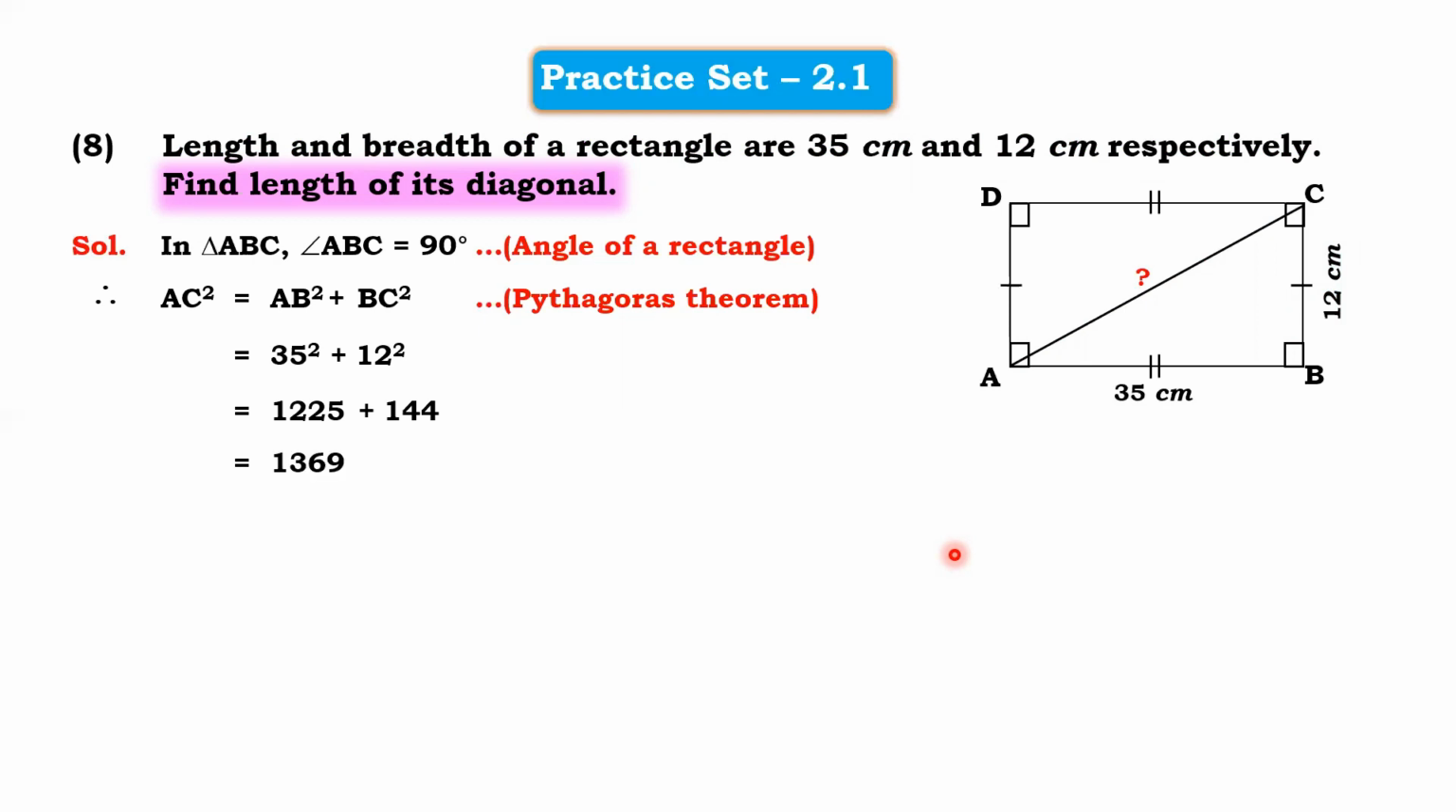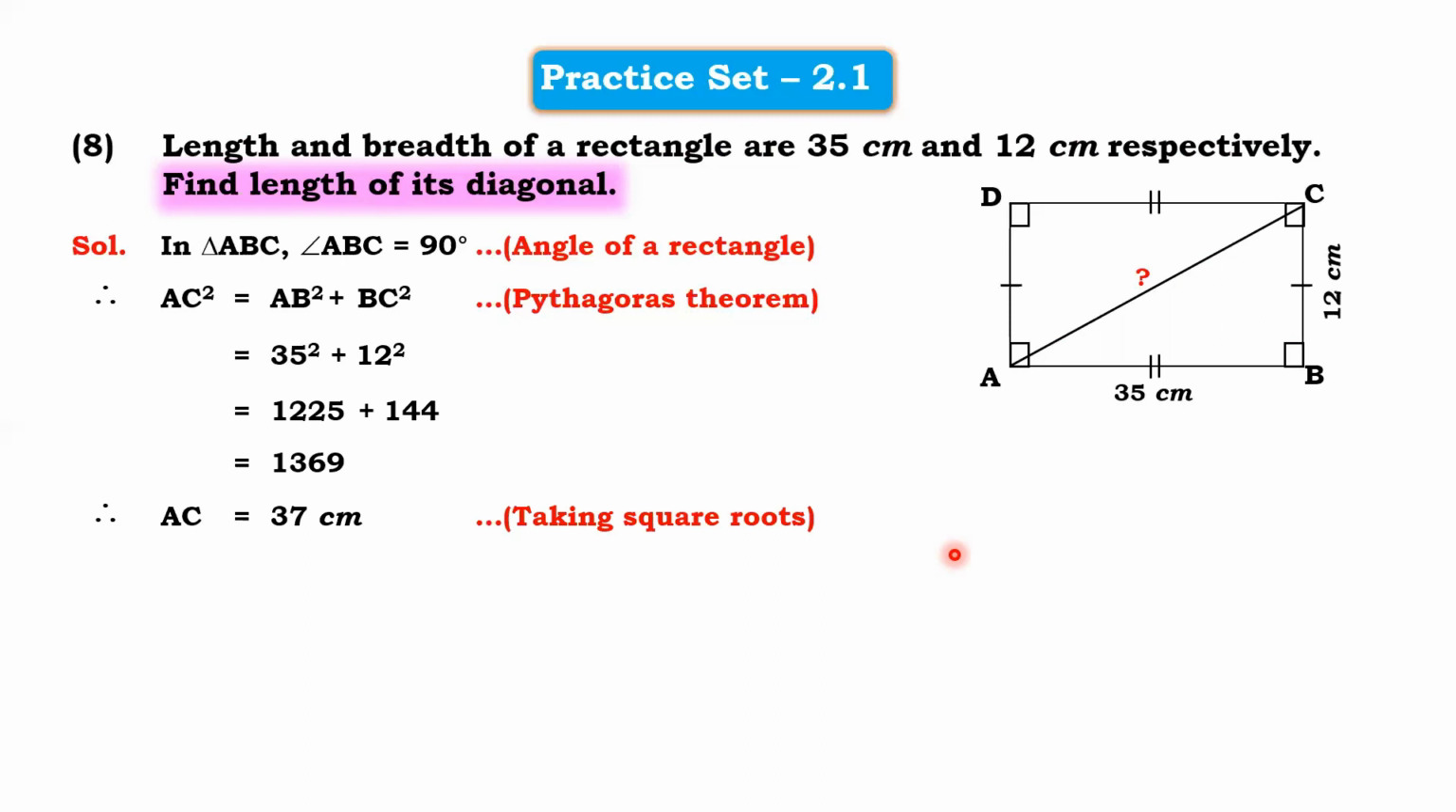But if you know it very well, 1369 is a perfect square. So AC is equal to, if you take square root of 1369, it's a perfect square. So square root of 1369 is 37 centimeter, reason taking square roots. So now we have got the value for AC.